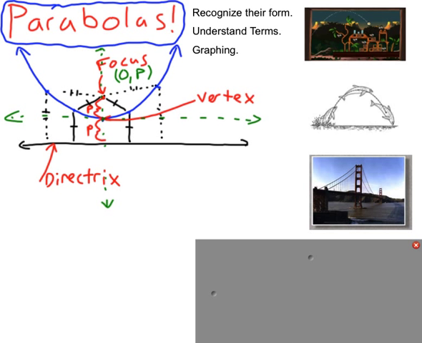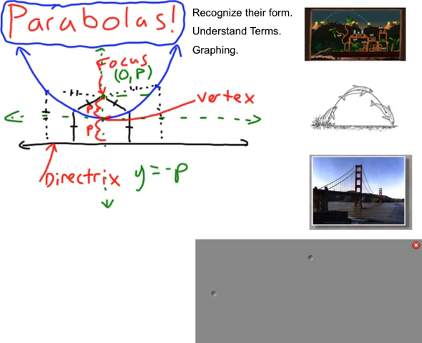Interesting. So let's take note of that. Also, the directrix, its equation, it's a line, will be y equals negative p. So the directrix is y equals negative p. It's a horizontal line.